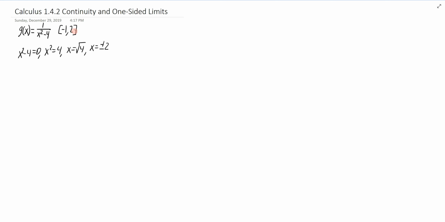And so the problem is, at 2 we got a discontinuity, because at g of 2, we're going to have this being 1 over 0, which is undefined, and that's a discontinuity right there. So what this means here is that we are not continuous over this interval. And so all that we got to say is, we can say simply that it is not continuous at x equals 2, because it is undefined.